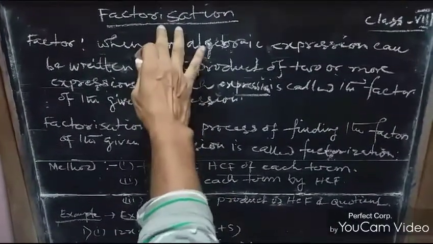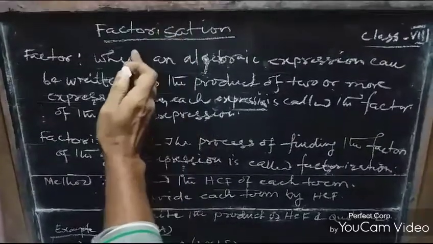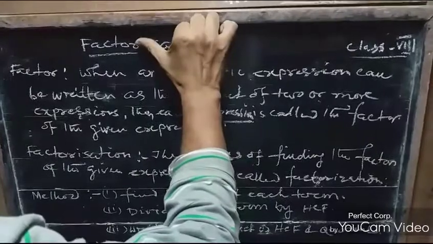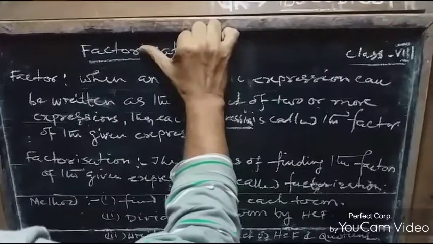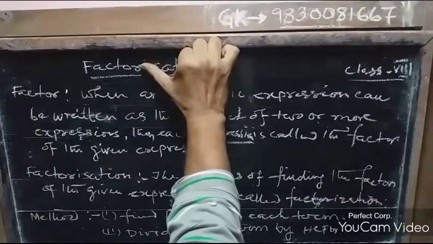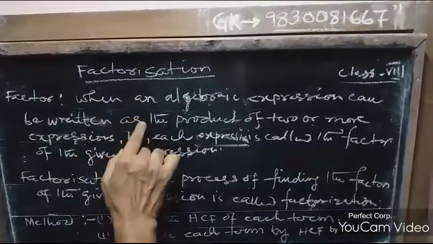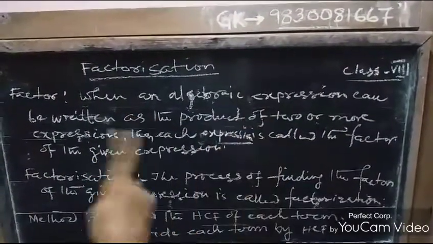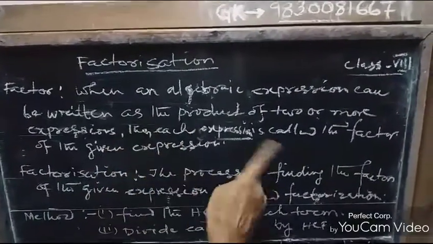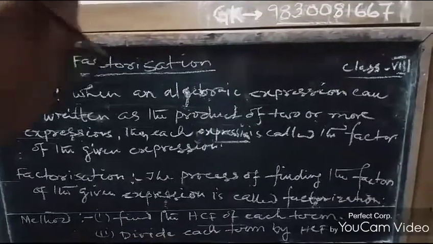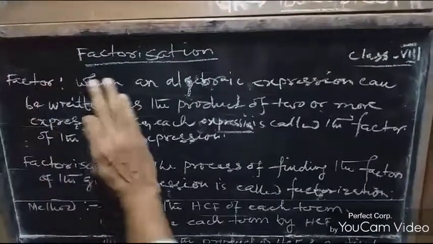Before factorization, we want to know what a factor is. When an algebraic expression can be written as the product of two or more expressions, then each expression is called a factor of the given expression. Suppose this is the expression, then this is called the factor.